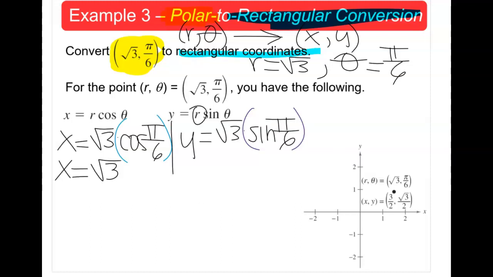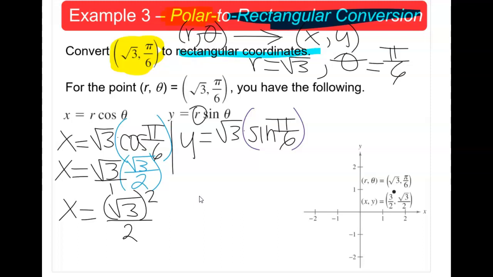So the cosine of pi over 6 is equal to the square root of 3 over 2. So this is going to equal the square root of 3 times the square root of 3, so that's the square root of 3 squared over 2. And so that will make x be equal to, here the square root and the square will cancel, so it will be 3/2. There we have it.